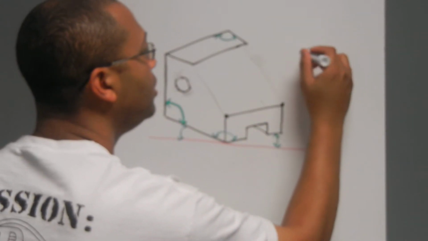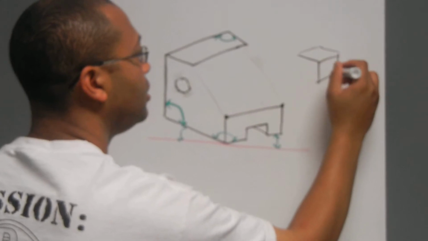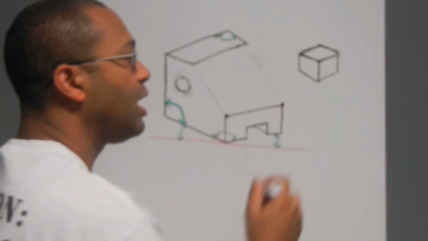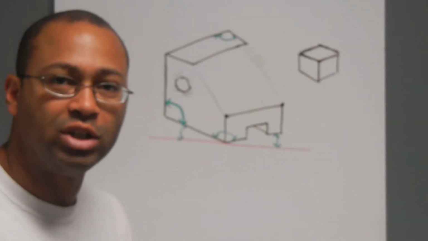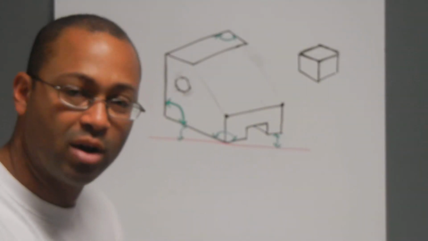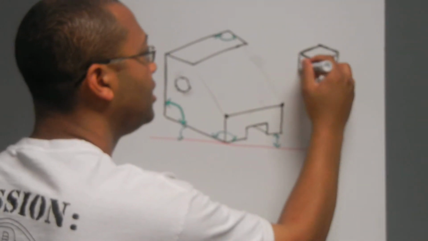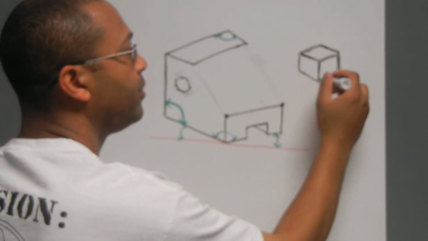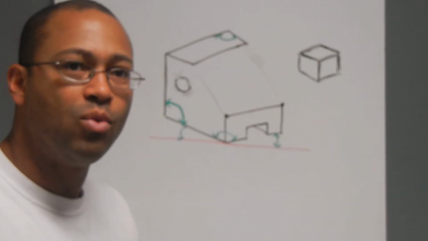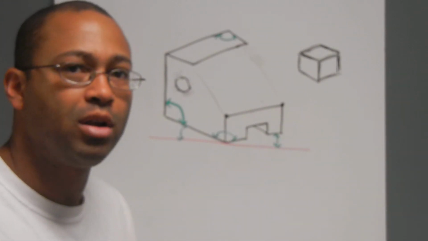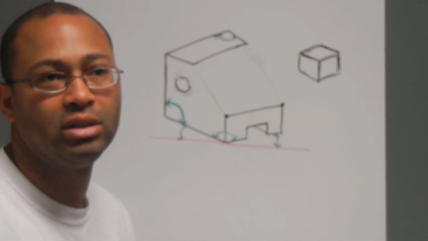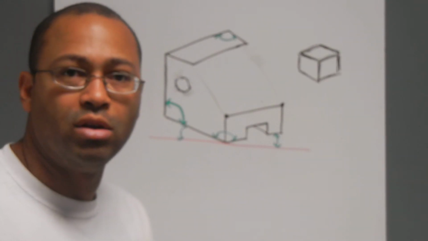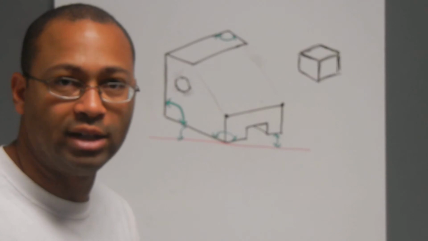If I drew a cube as an isometric, anything that's not parallel with any of those lines, the height, the width, or the depth, if it's not parallel with those lines, it's a non-isometric line. It's not isometric. So earlier I stated, how do you locate non-isometric lines?